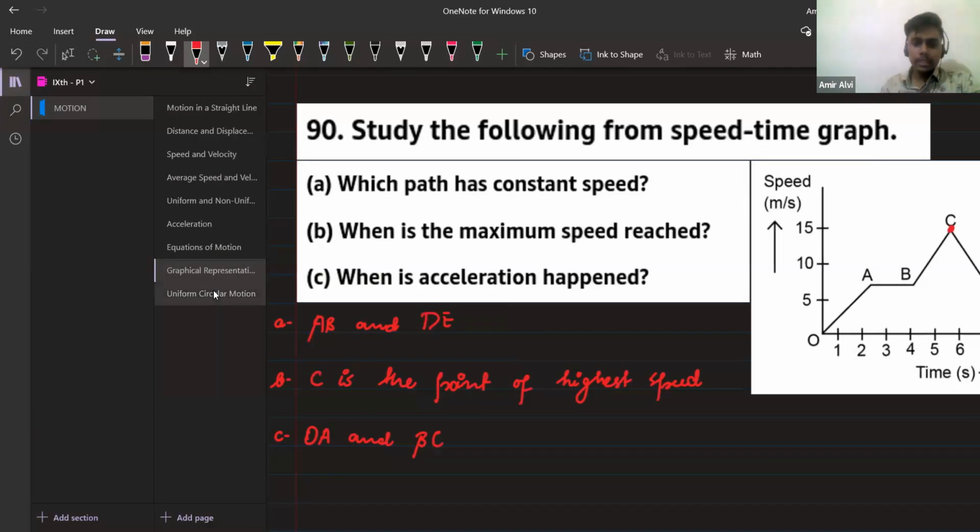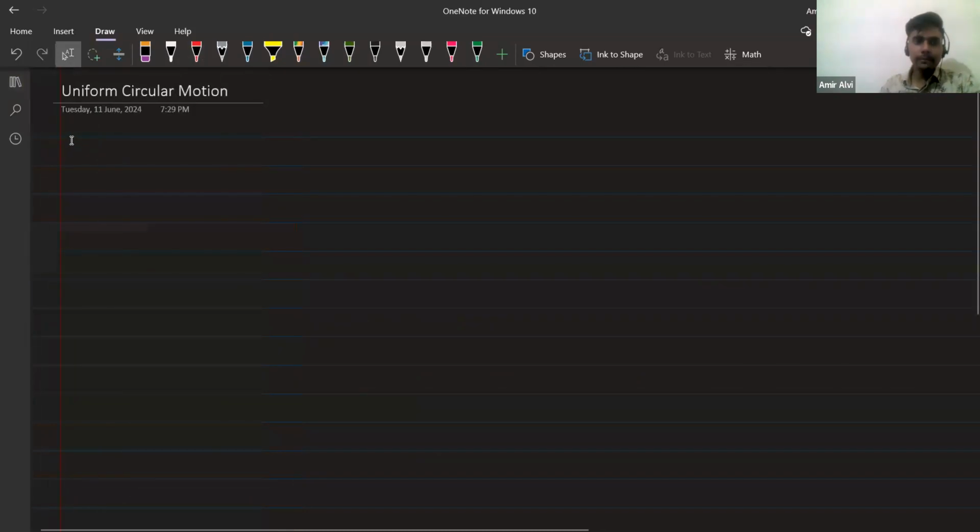Okay. So let's start the last and the simplest topic of this chapter, that is the uniform circular motion.